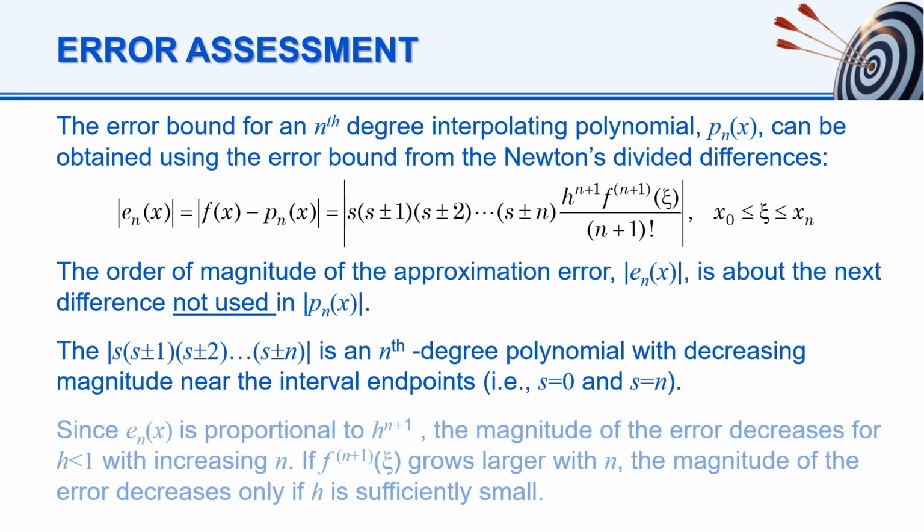The error term in the variable s is an nth degree polynomial with decreasing magnitude near the interval endpoints. Since the error is proportional to h to the n plus 1, the magnitude of the error decreases for h less than 1 with increasing n. If the n plus 1th derivative of f grows larger with n, the magnitude of the error decreases only if h is sufficiently small.